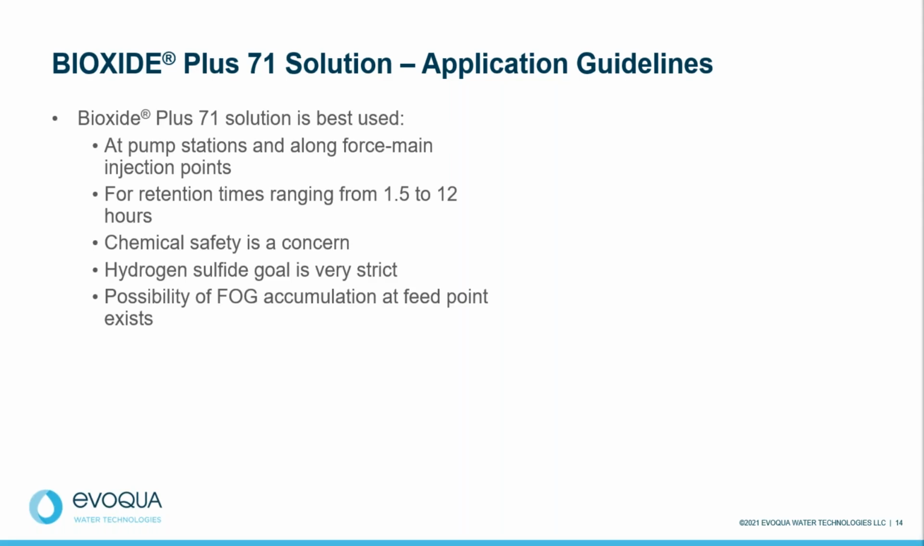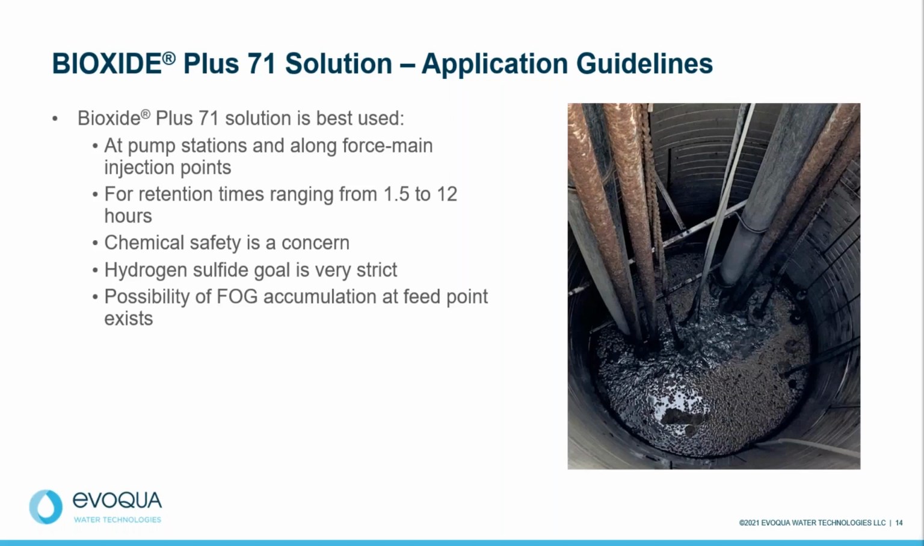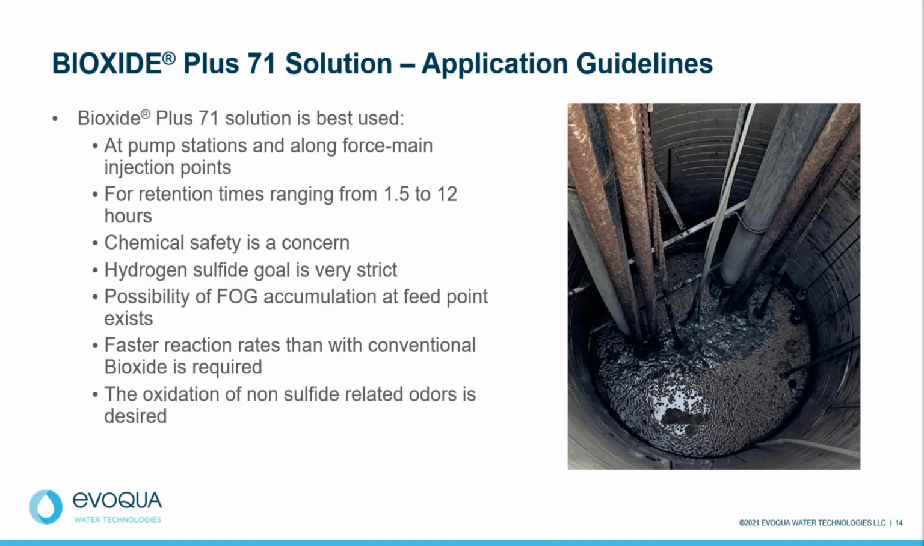We practice again good care in feeding BIOXIDE plus 71 into our wastewater systems to avoid the possibility of wet well matting or FOG accumulation, which is fats, oils, and grease, due to the breakdown of the nitrates. However, feeding BP71 has a lesser possibility of FOG accumulation as compared to BIOXIDE due to its slightly lower nitrate concentration. The faster reaction rates compared with the BIOXIDE help in easier treatment of hydrogen sulfide in a shorter period of time. It also helps in oxidation of non-sulfide related odors, maybe due to the carbon matter inside the wastewater. So it helps us in removal of such odors as well.